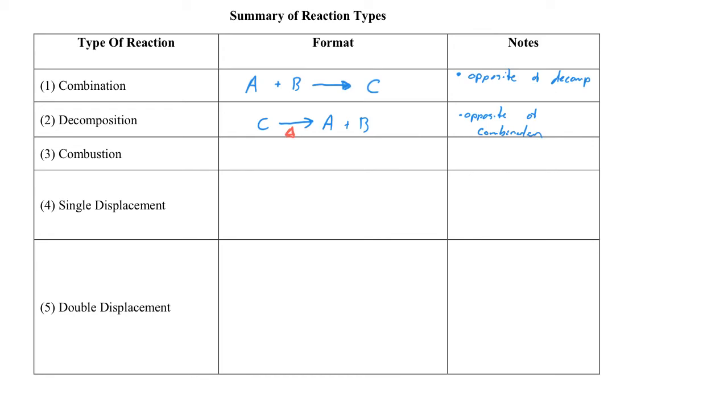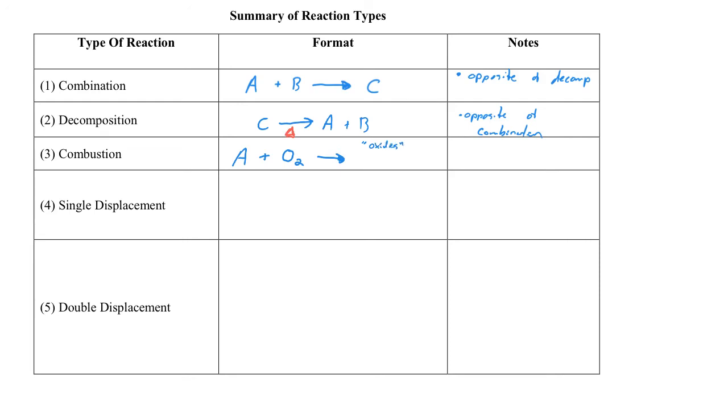Okay. Now let's take a look at combustion. Combustion is a very, very specific and kind of special type of reaction. It involves taking something like element A or a compound A and doing a combination reaction specifically with oxygen. So you're combining something with oxygen. And the product of combustion reactions is pretty much always the same thing. We form oxides.